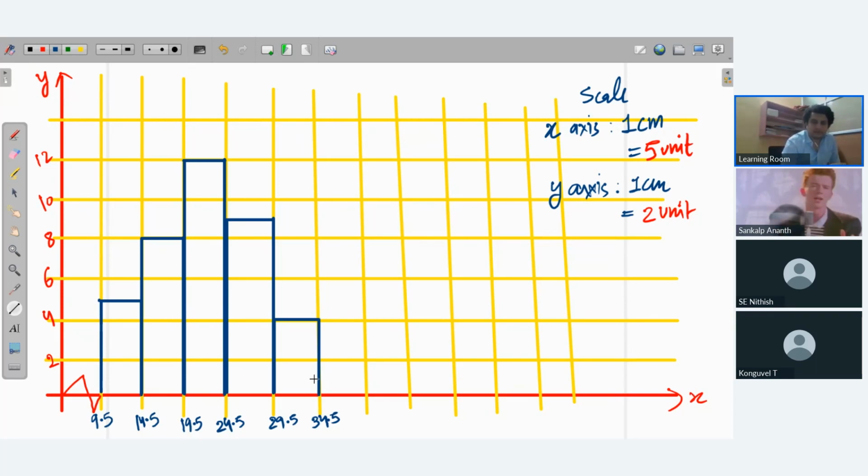Now comes the interesting part. Frequency polygon. Sorry, sir, I got disconnected. Okay, we just draw the rectangles for the intervals. Since at least Kongal and Sankalp have not gone to school, you don't know what a frequency polygon is. Let me tell you.